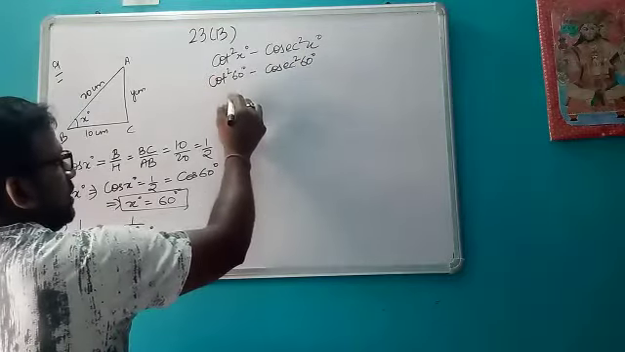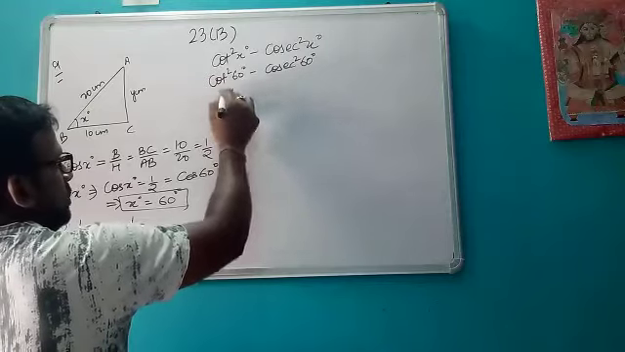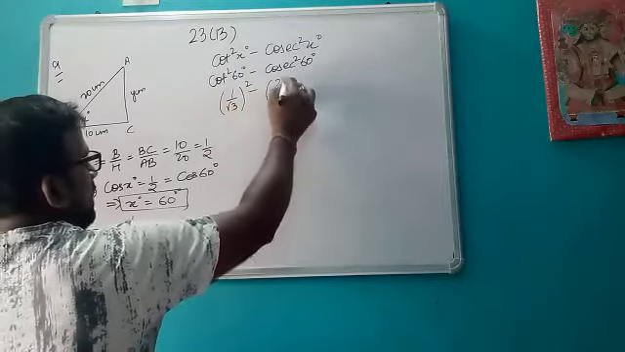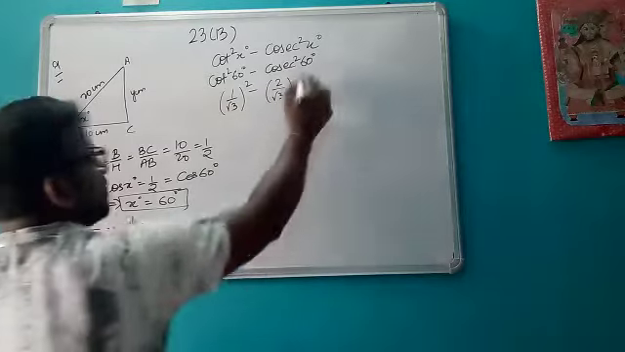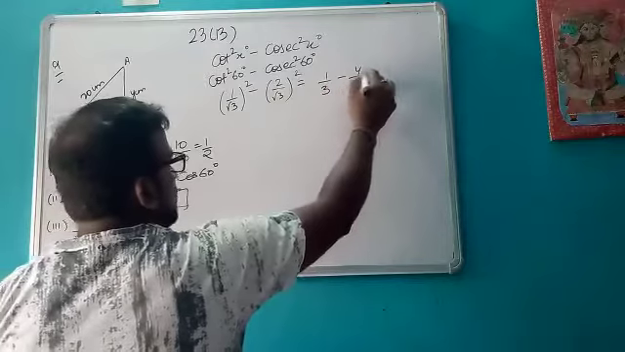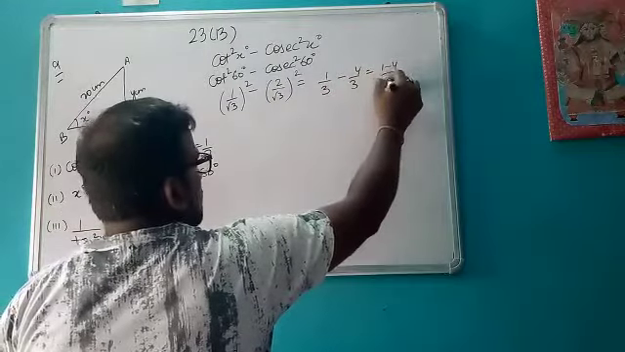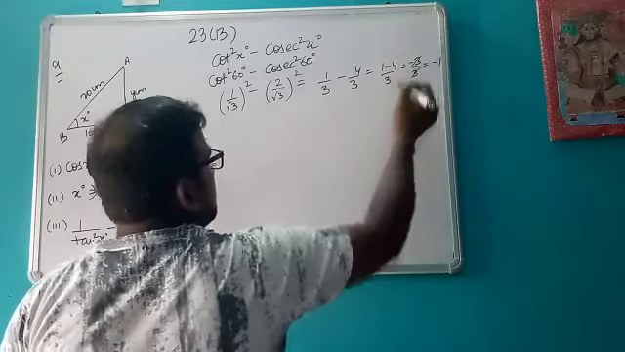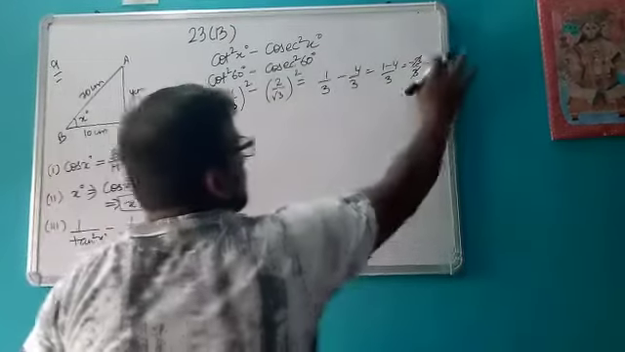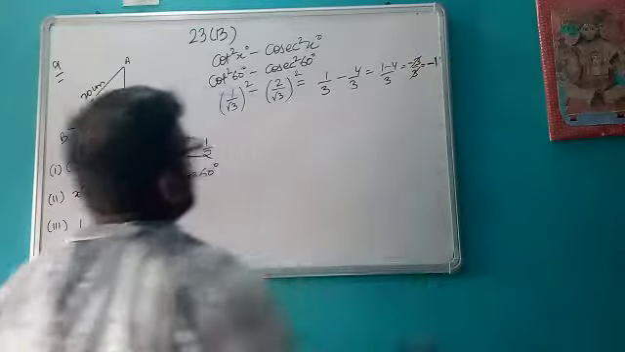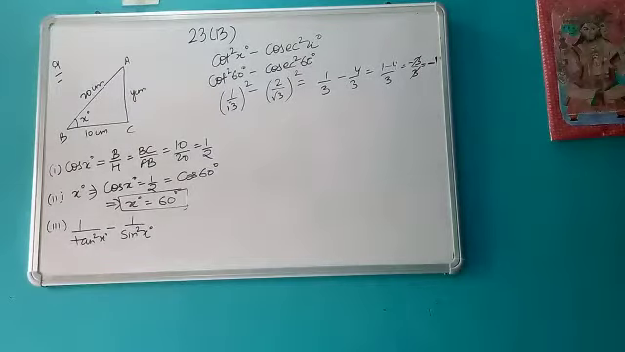So what was cot 60? It is 1 by root 3, and cosec 60 was 2 by root 3. So when you solve, you will get 1 by 3 minus 4 by 3, or 1 minus 4 by 3, minus 3 by 3, so the answer will be minus 1. Okay, so this will be your answer, minus 1. These types of questions you can solve like this.